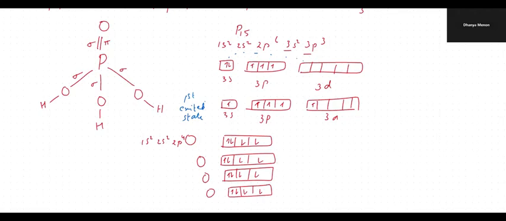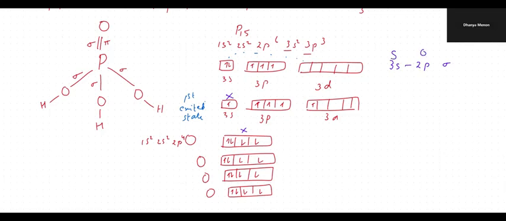Now I have sigma bond. Sigma bond can be formed between the 3s orbital of sulfur with the p orbital of one of the oxygens, right? So 3s is combining with 2p of oxygen to give you sigma bond. Okay, this is for sulfur, this is for oxygen. So I'm just writing that.